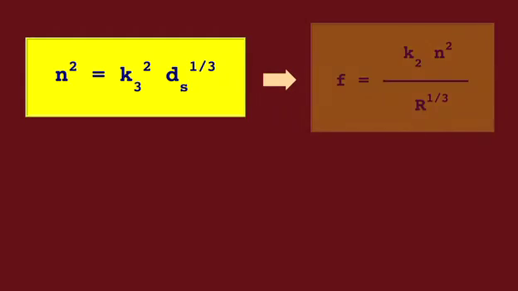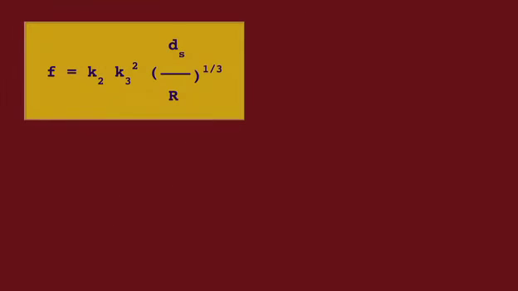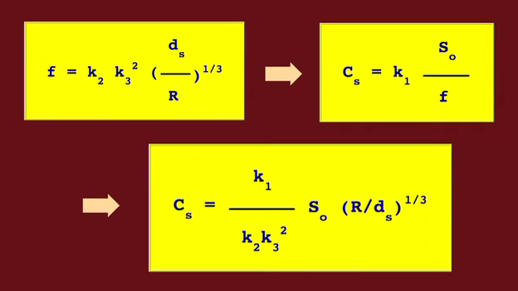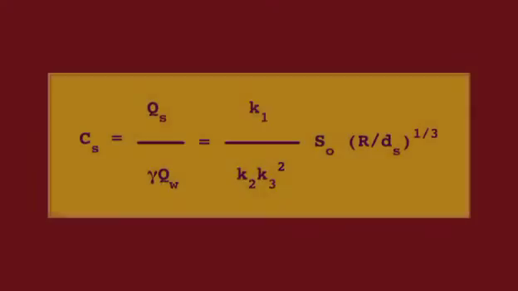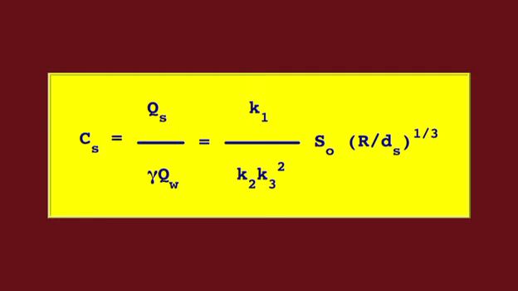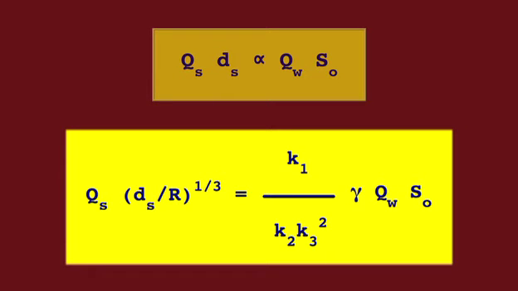Replacing n squared into the equation for F, replacing F into the equation for C sub s, therefore the sediment concentration is Therefore, the dimensionless Lane relation is Unlike the original Lane relation, which was a proportionality, this new Lane relation is a dimensionless equation. Thus, it is properly a sediment transport function.